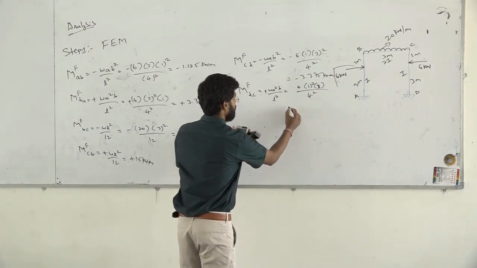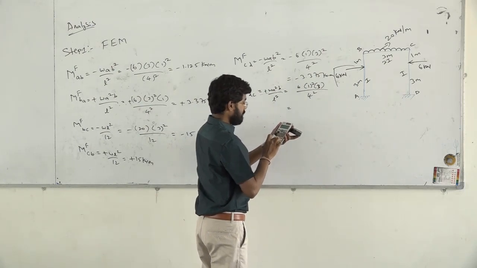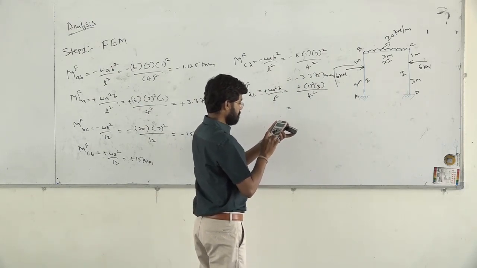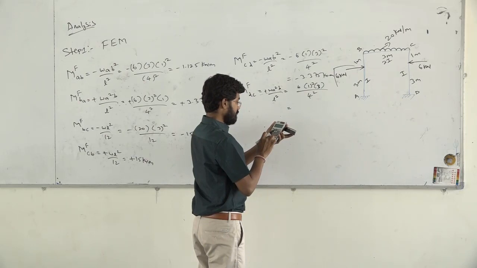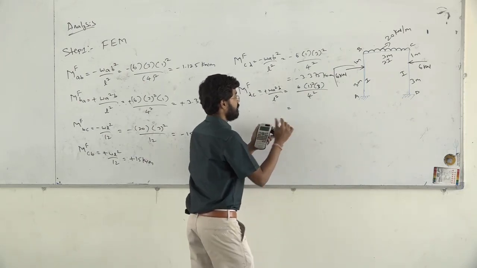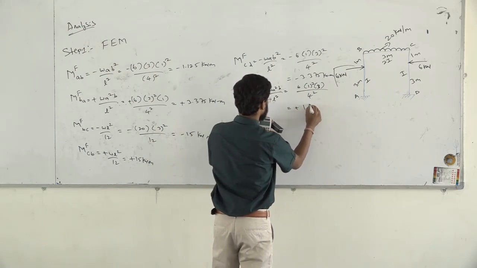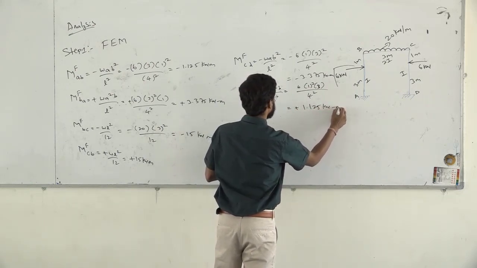Now what answer do we get here? So we have 6 into 3 divided by 4 square. Then we get it as plus 1.125 kilonewton meter.